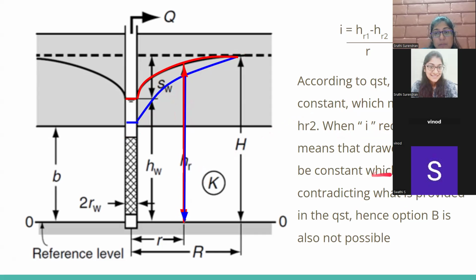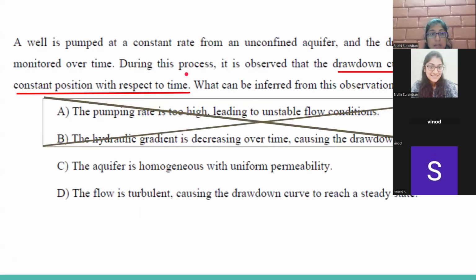The hydraulic gradient is reducing, which means the drawdown cannot be constant. So this value over here is changing, which is not a possibility. Because if the hydraulic gradient is reducing, it means there is a difference in the pressure head or hydraulic head of water at this point, which is not possible since this drawdown curve is constant. So if the hydraulic gradient was decreasing, it would mean there would be a difference in the level of water at these 2 points, which is again contradictory to the question.